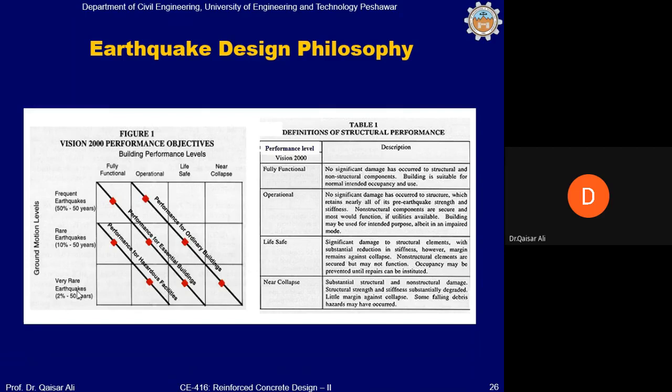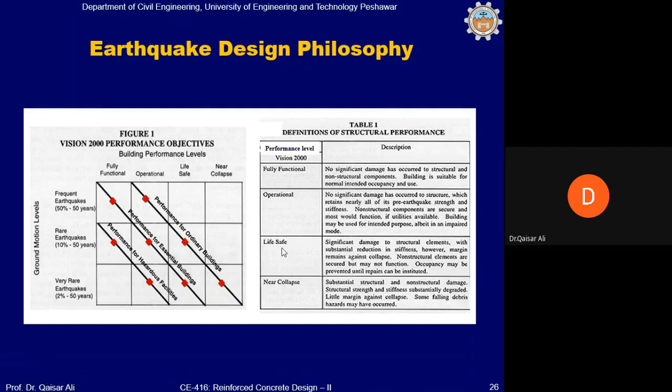Then, depending on the operational level, we have a fully functional building when it is hit by an earthquake, operational level, life safety level, and near collapse level. These different types of performance levels are explained in the figure on the right. Fully functional means that everything is perfect, no problem in the structure. Operational means that some damage has occurred, but still the building is operational. Life safe is a level where life safety is there.